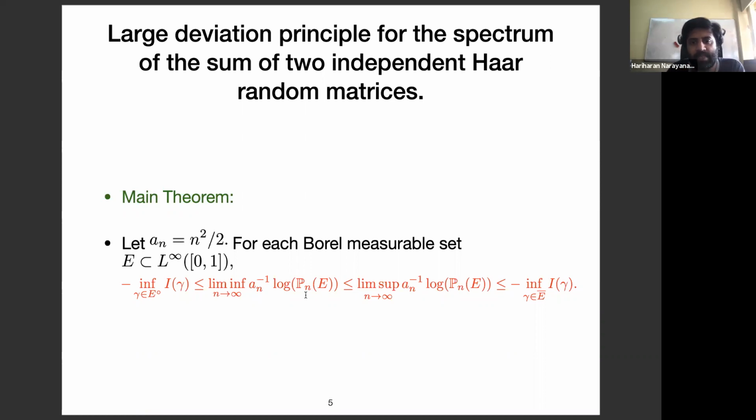These Pn are the measures corresponding to different n. You take the log, scale it, and look at the lim-inf and lim-sup. And the large deviation principle says that this belongs to a certain interval. On the left, it is inf gamma belongs to the interior of E I gamma. On the right, it is negative inf gamma belongs to closure of E I gamma. So this is the general form of a large deviation principle. However, in some special cases, the two endpoints can agree, and then you get equalities everywhere.